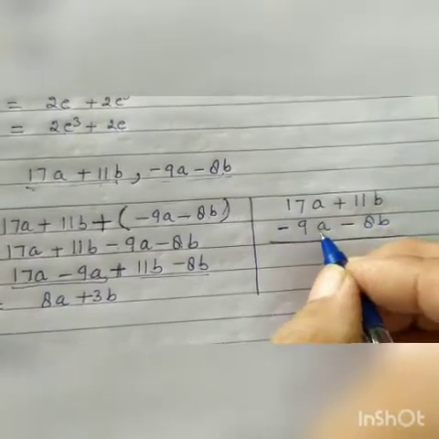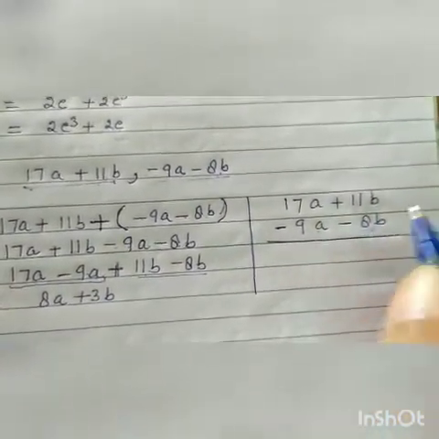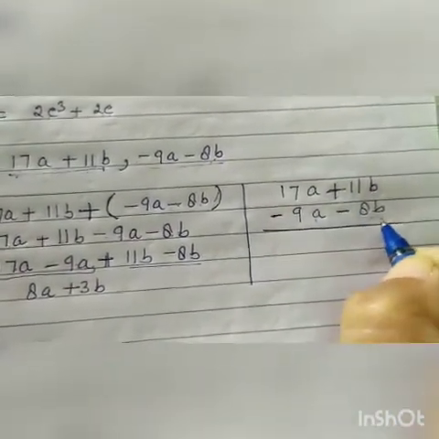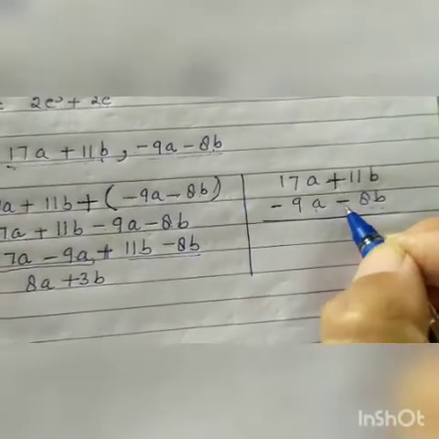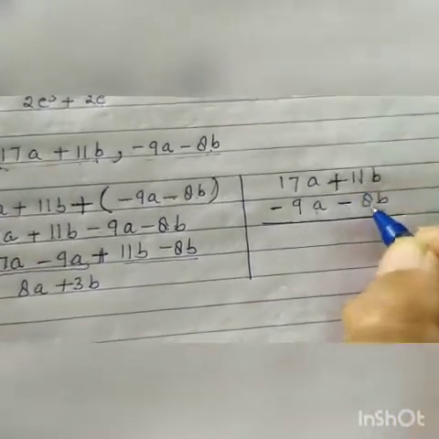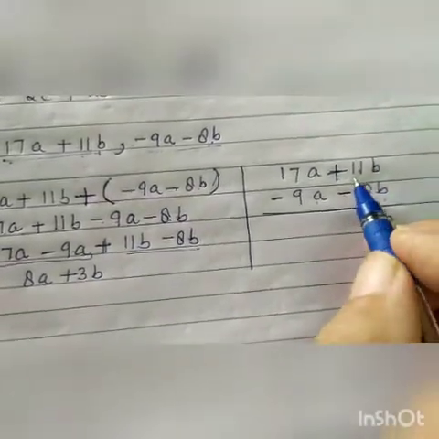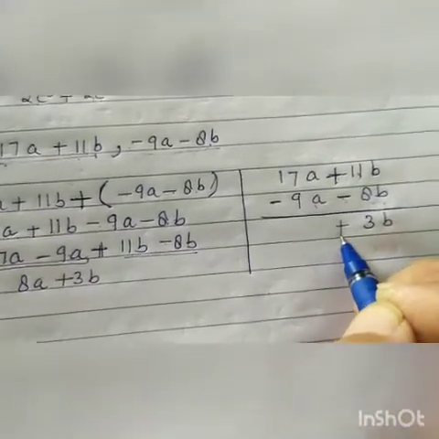A will be written below the A and B is below the B. Now solve this. It is plus 11b minus 8b. Both the terms are with different signs, so we will subtract 11 minus 8, 3b, and the sign before the larger number is plus, so we will put here a plus sign.